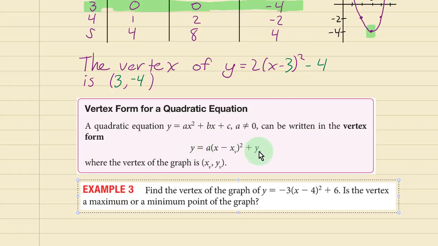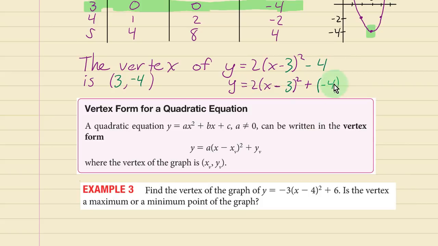So if you have an equation written like this, that is what we call vertex form. If it's written like that and you have x minus a number, that number that you're subtracting there is the x-coordinate of the vertex. So in this case, notice it was x minus 3. The x-coordinate of the vertex isn't -3, it's just 3. But then we had -4. You can think of that as plus -4. And that means the y-coordinate of the vertex here was actually -4.